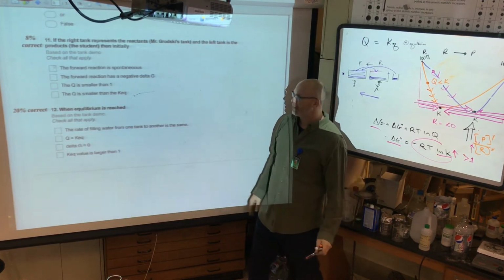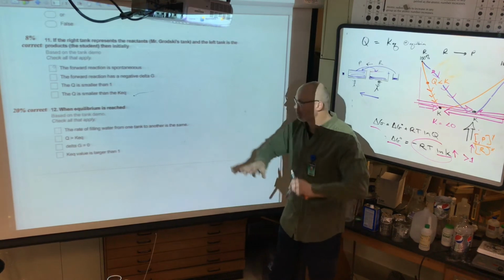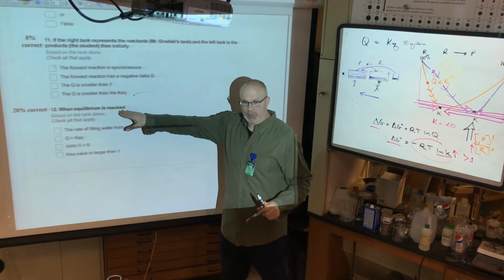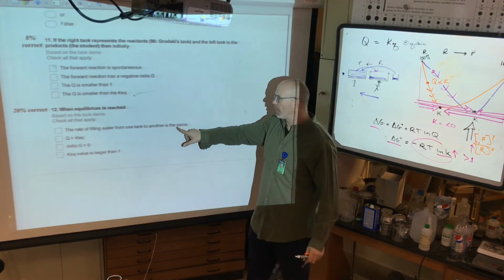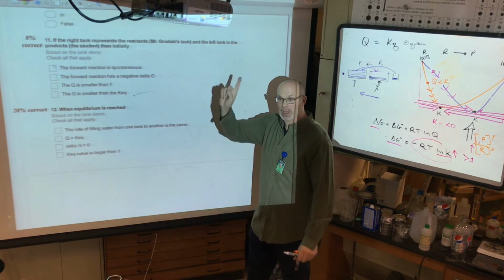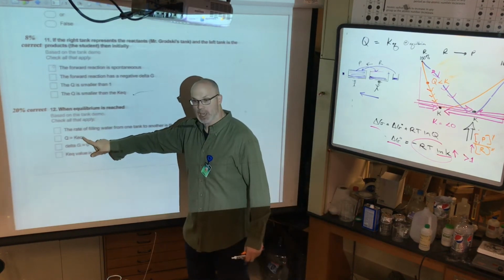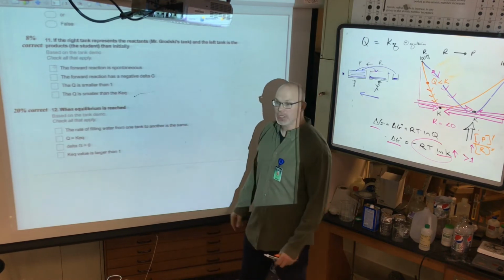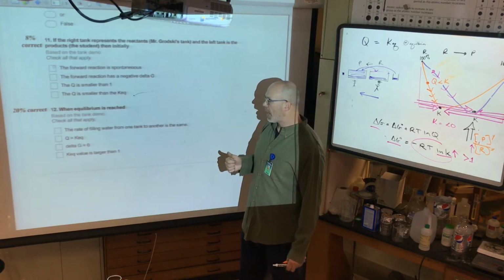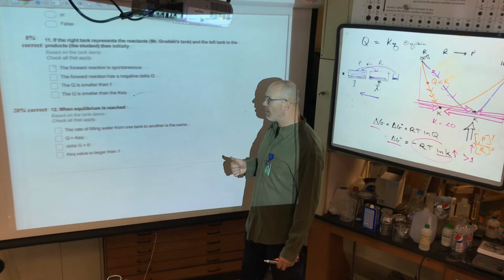Okay, so that all checks. Sorry for those that got it right initially. I remember I reran them and changed the grade. Okay, this also was wrong. When equilibrium is reached, the rate of filling water from one tank to the other is the same. Correct. Q equals K. Check, check. Delta G is 0. Check. The K equilibrium value is larger than 1.